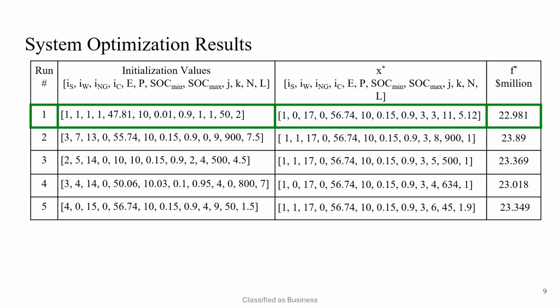This optimization model was run 5 times with 5 different initial conditions. These initial conditions match what was done for the subsystem optimization. The cheapest cost, highlighted in green here, came out to be just under $23 million, with the variation in cost among the 5 runs at just under $1 million.